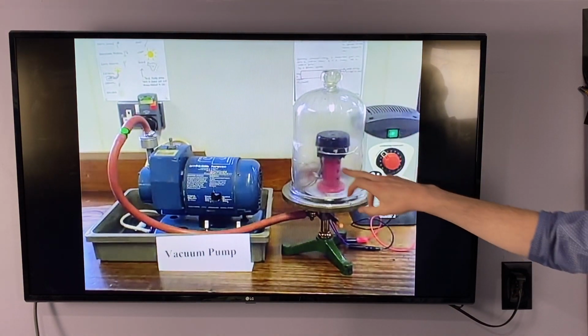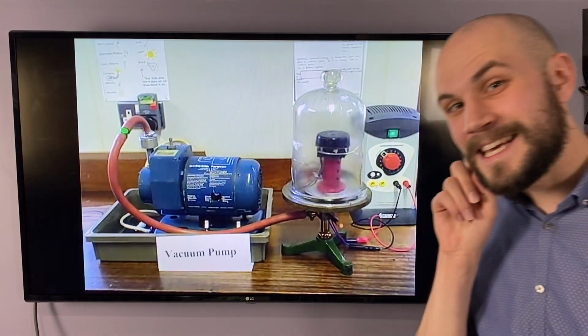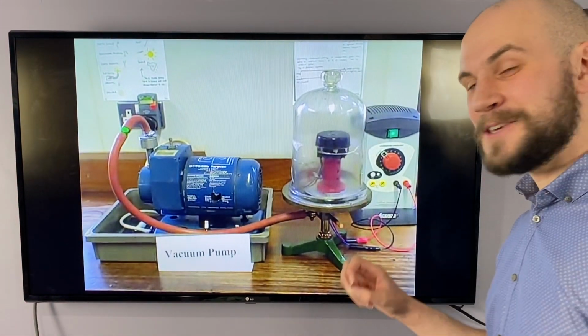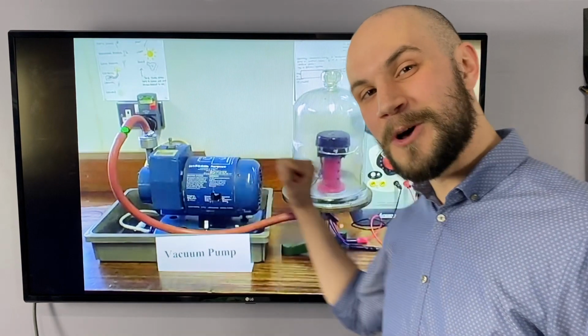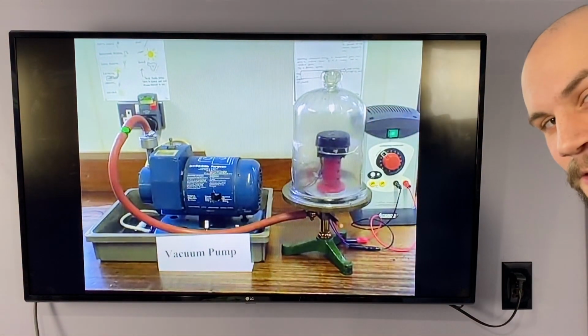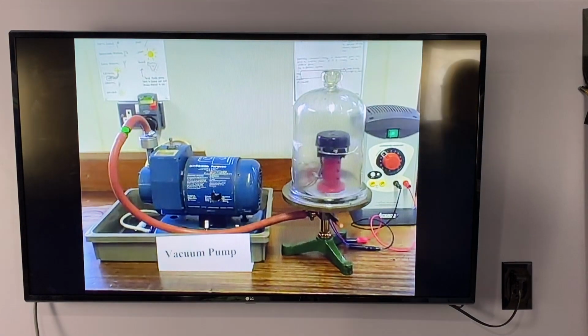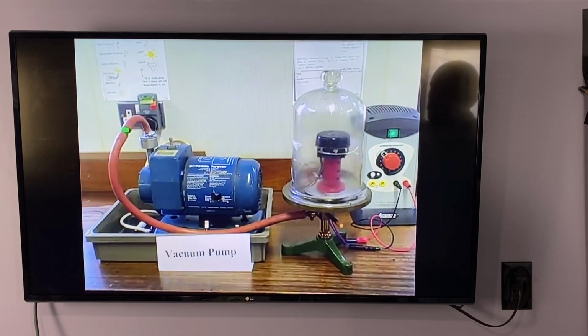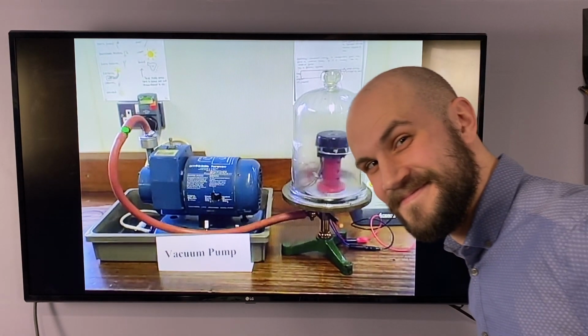Okay, so we turned on our bell. Our bell is ringing. You could hear the ring. Now we turned on our vacuum pump, and that vacuum pump is slowly sucking the air out of that bell jar. And listen closely to the ringing. You hear it?